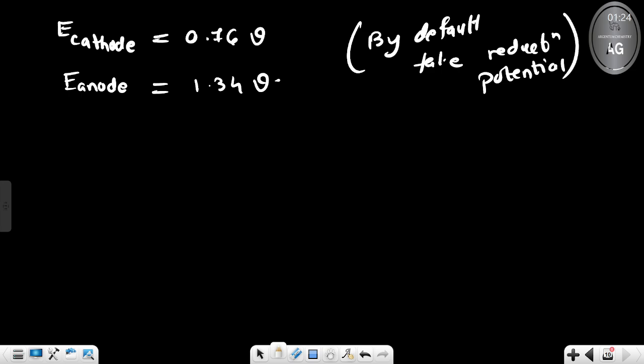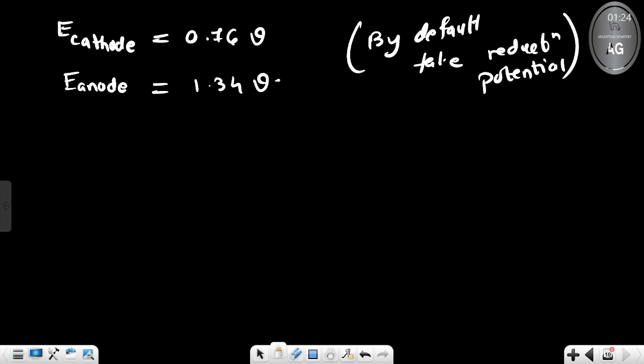So suppose I have given E cathode as this or E anode as this. From here you have to find out the electrode potential of the cell. This is particularly the half cell electrode potential. This is the standard electrode potential of the half cell.